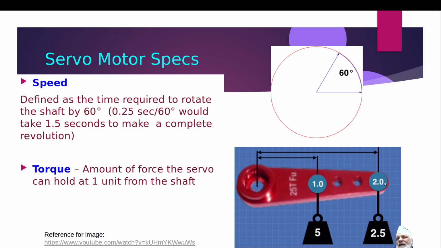On the other hand, if we go twice the distance, then we only have to have half the weight. It looks a little bit bigger here because I put in 2.5 there, but it's actually only half the weight, 2.5 pounds, because it's twice the distance, but it gives us the same torque.